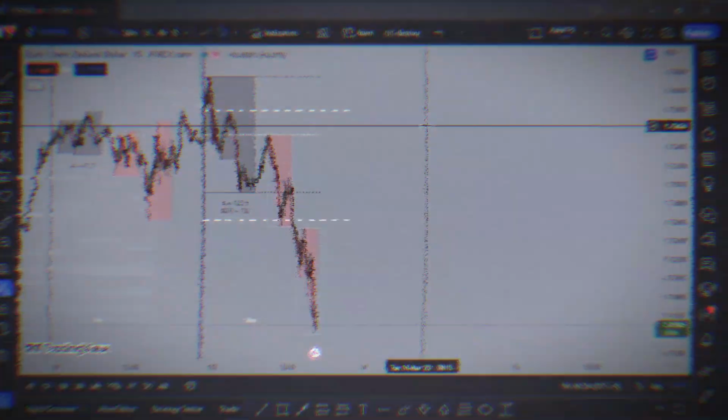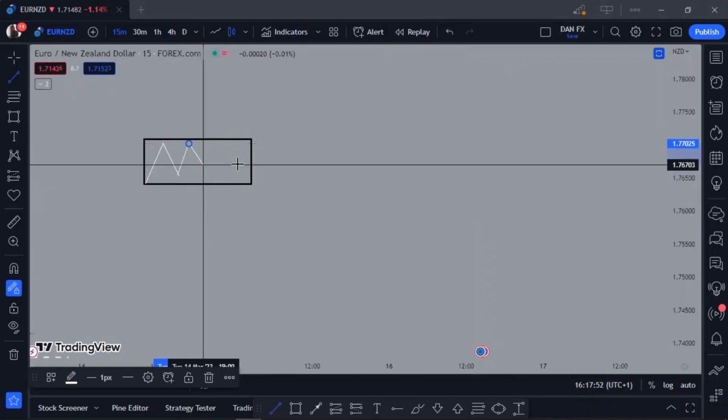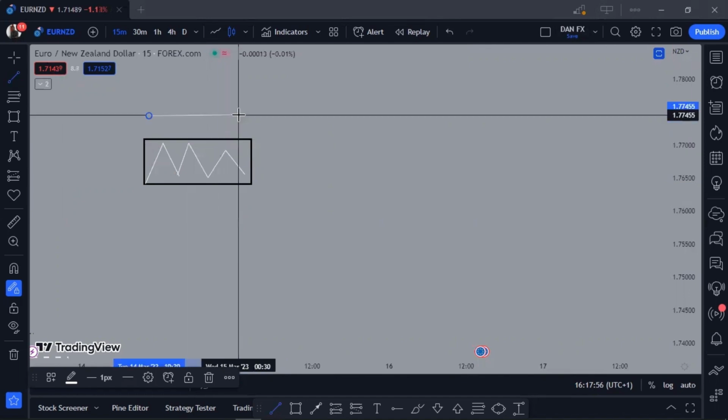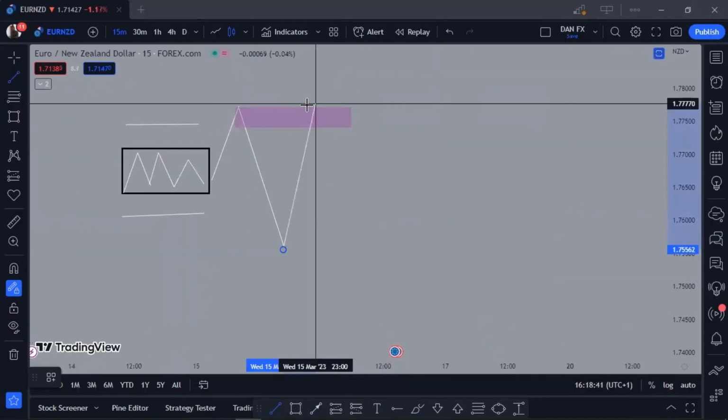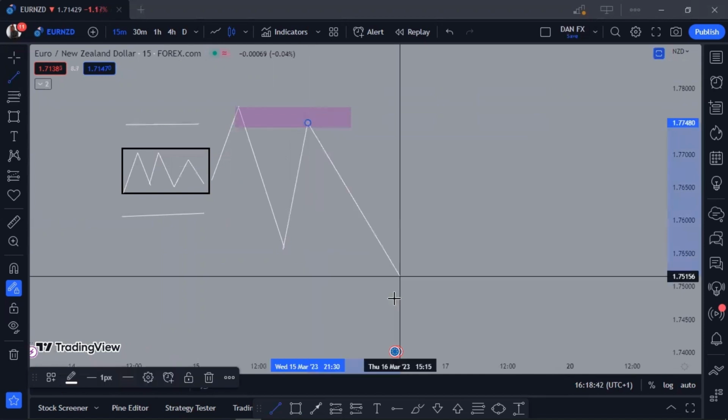In today's video, I'm going to be showing you how to trade the Asian session liquidity mixed with the order block strategy. So it's going to be a combined strategy mixing the liquidity during the Asian session and order blocks.